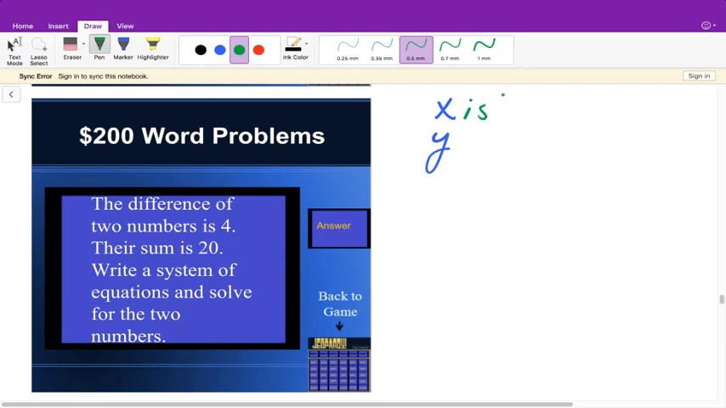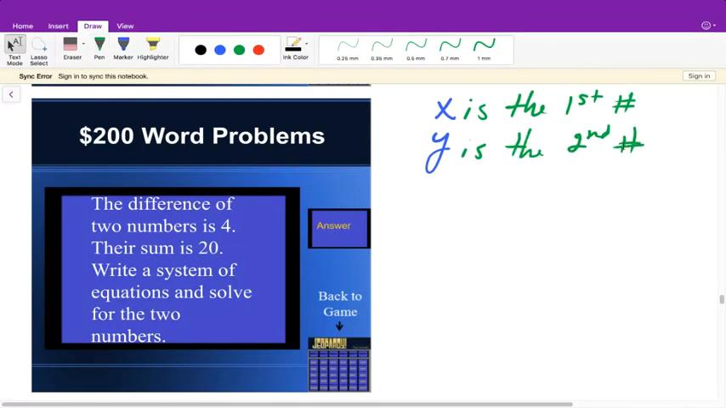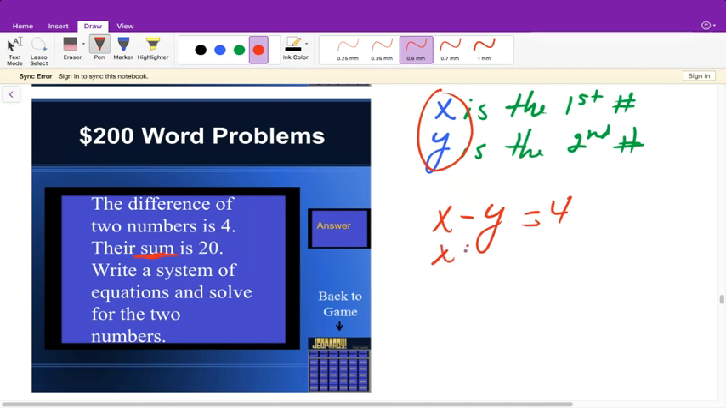So this doesn't really give us much information. So I'm just going to say x is the first number. And then I'll say y is the second number. I'm just defining what they are. I'm just letting you know that there's 2 different numbers. So it says the difference of the numbers is 4. So our numbers are represented by x and y. So x minus y is equal to 4. That's the difference of the 2 numbers being 4. Their sum is 20. So that means I'm adding them together, and now it's going to be equal to 20.